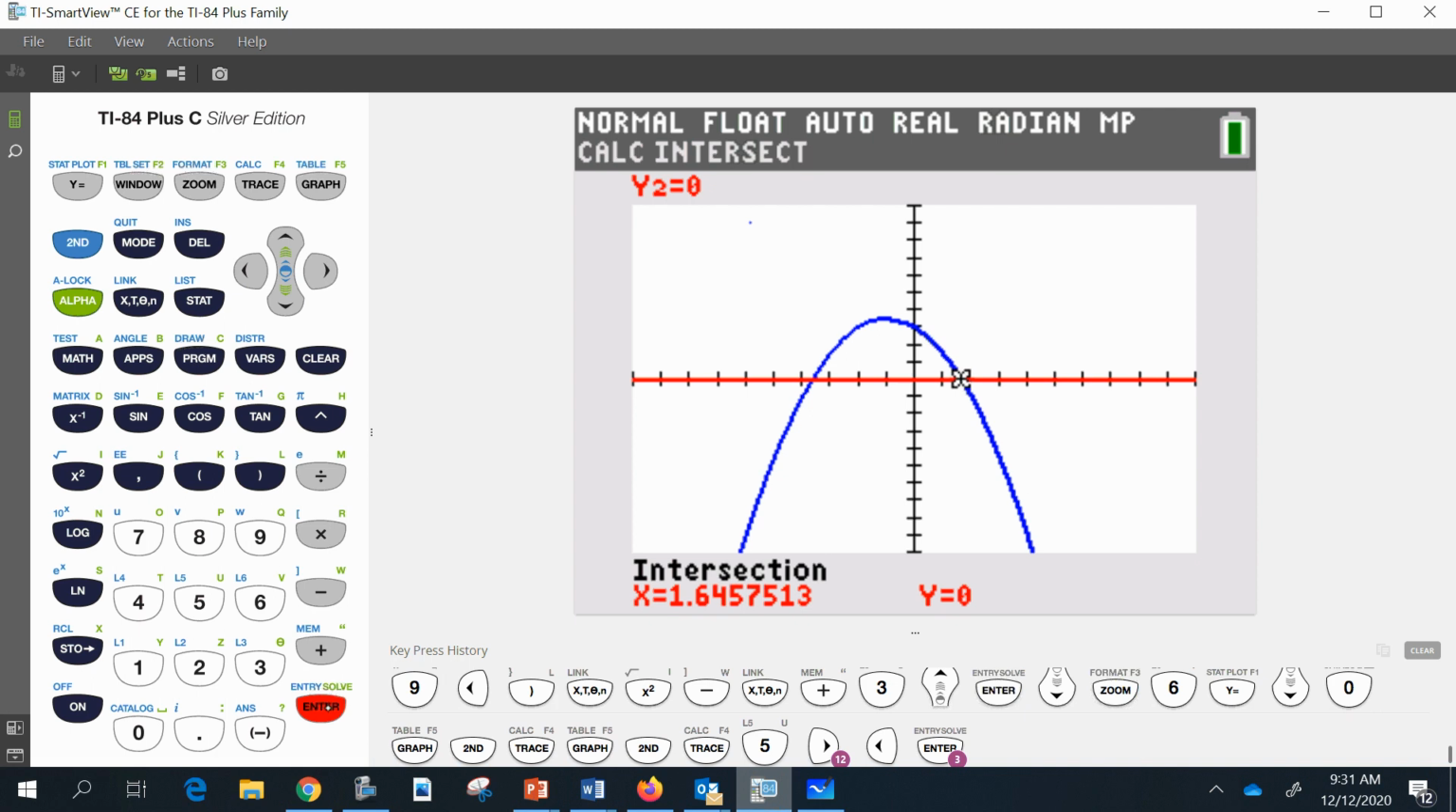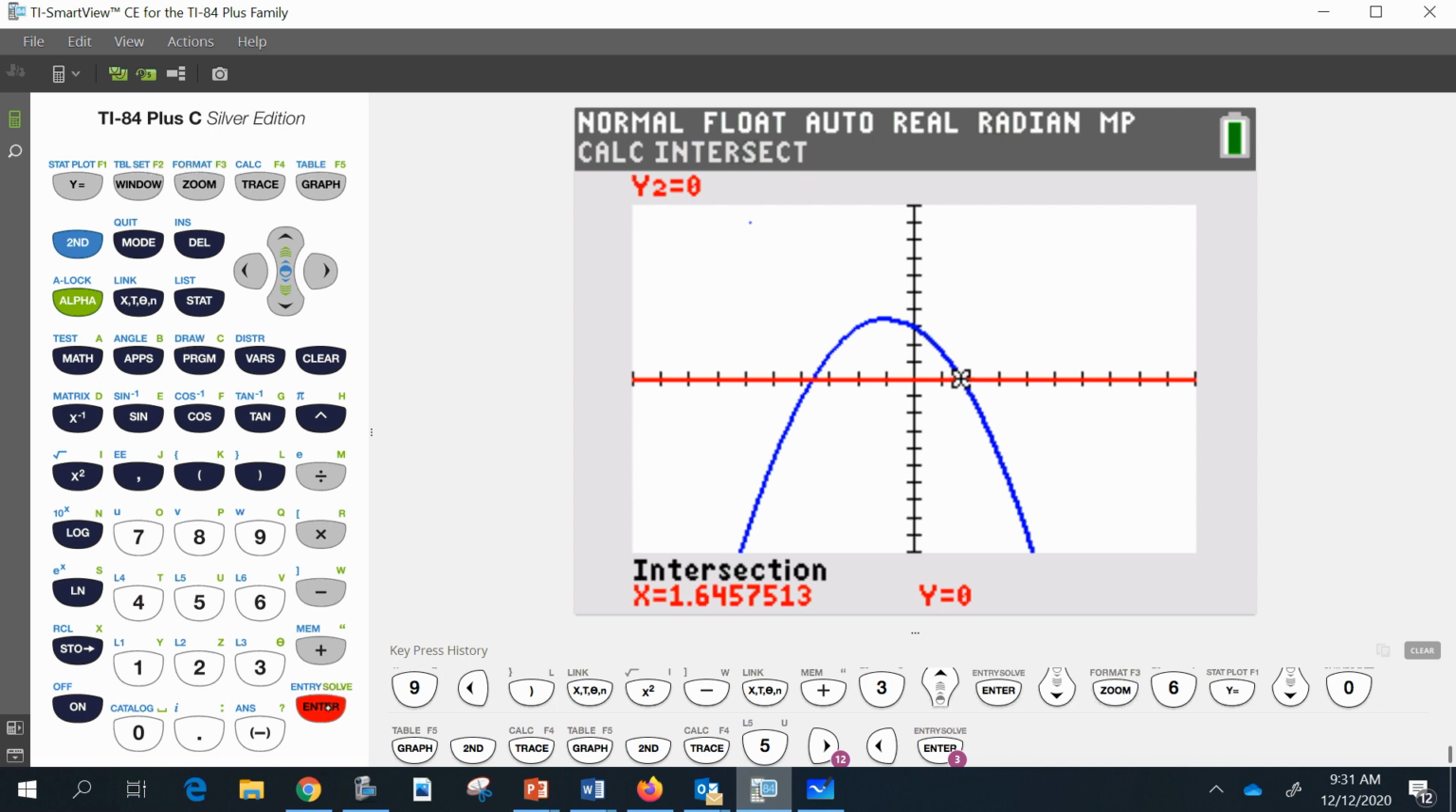Okay? And we're going to write our answer as 1.645. I don't really care if you want to round the 5 up, or if you want to truncate and just write the first 3 decimals you see. But it's important to note, we do not round this to the nearest whole number. We leave it as 1.645. This is an approximate solution.